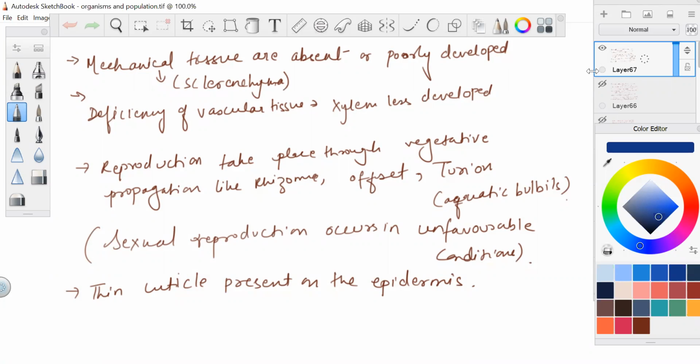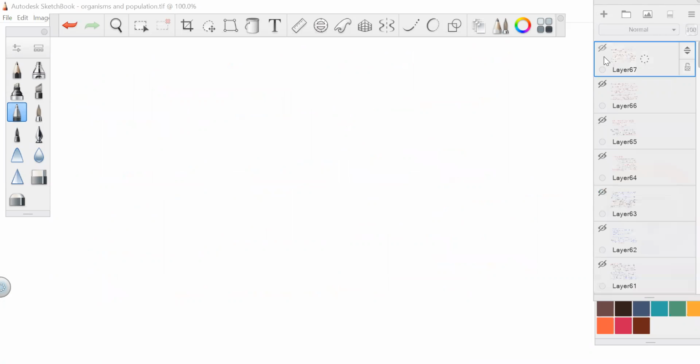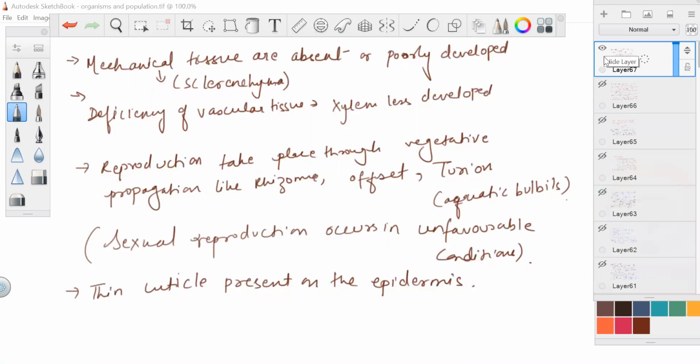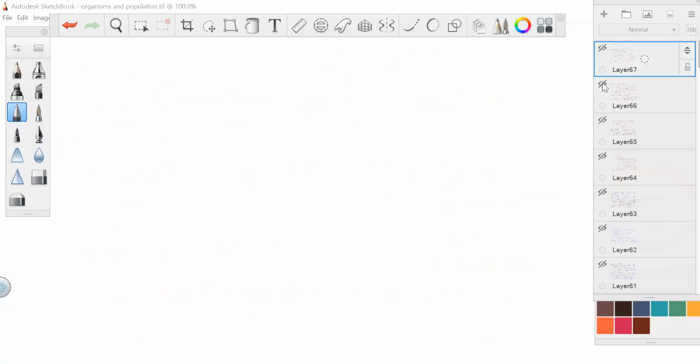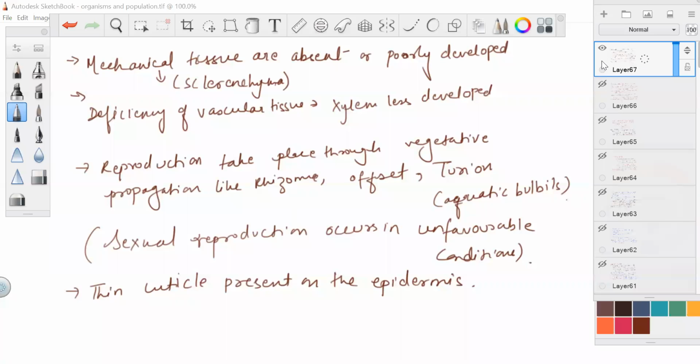So we had done hydrophytes. Hydrophytes was actually the end of the organism topic. Today we will be starting population. But before that, I'll make you write a few points also. I'll show you the hydrophytes. Sketchbook you are able to see, no? Yeah. Okay.